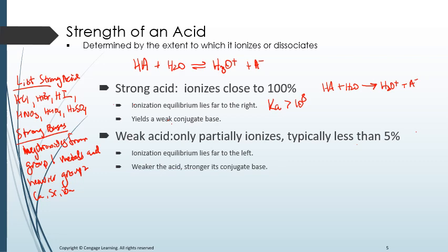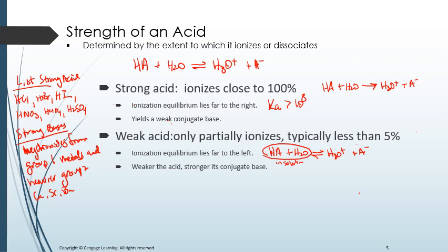Now, your weak acids, they will only partially ionize, typically less than 5%. So we have the ionization equilibrium lying far to the left. This would be where we'd have the double arrows. And we would have a little bit of H3O plus and A minus in solution, but this is the majority of what we would find in solution if we're looking at a particulate diagram. So most of the molecules would be as the HA, not as the A minus.